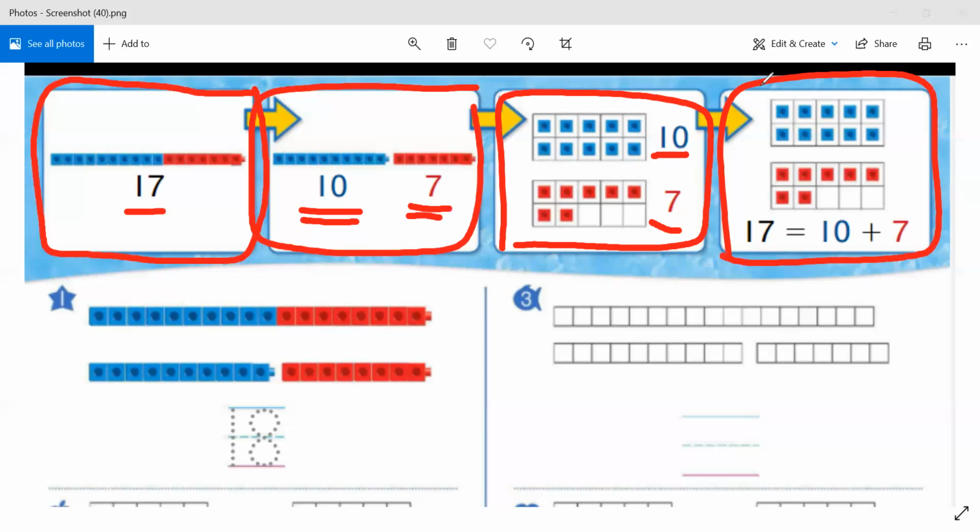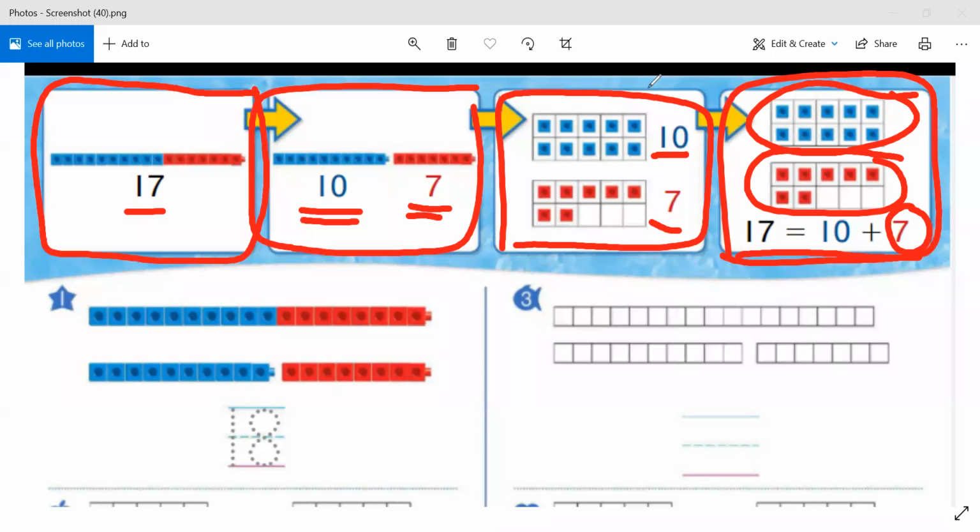Let's look at our last box here. Does this number sentence match the cubes? 17 equals 10 plus 7? Yes. So what does the number 17 represent? The number of cubes in all. What does the 10 represent? The cubes in the top 10 frame. And how about the 7? What does it represent? The cubes in the bottom 10 frame.